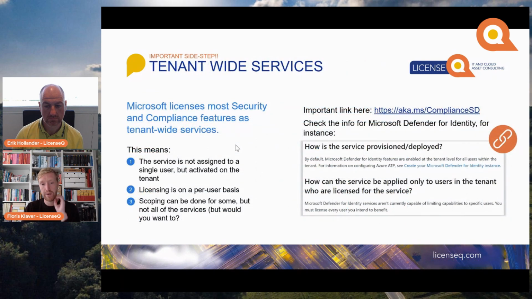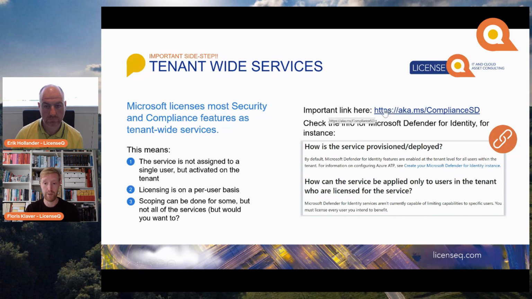So we've talked about compliance and security. One very important side step here is that Microsoft licenses most security and compliance features tenant-wide. This means the service is not assigned to a single user, but activated on the tenant. But the licensing is on a per-user basis. Scoping can sometimes be done, but not with all of the services. The question is also, would you want to scope these types of services?